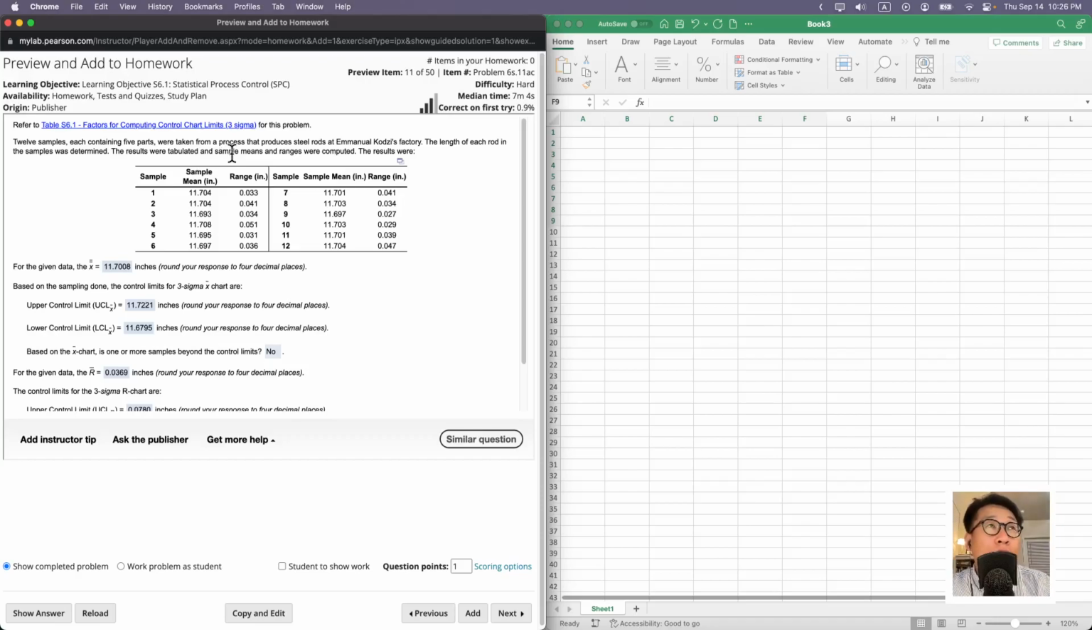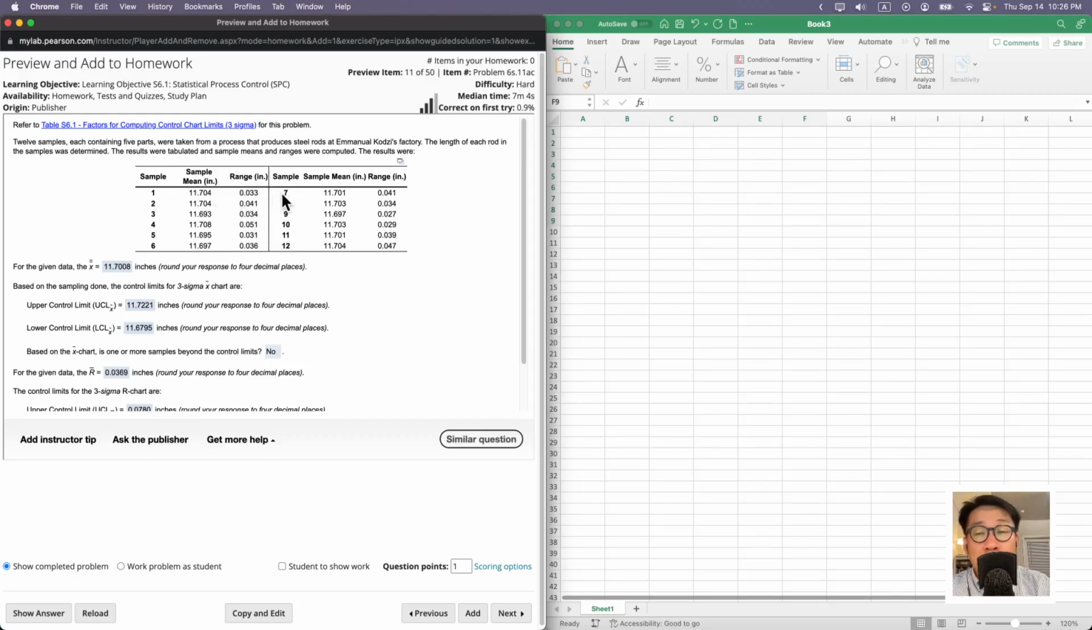Okay, samples are taken from a process that produces steel rods in a factory. The length of each rod in the sample was determined. The results were tabulated, and sample means and ranges were computed. So you look at the first column, this is sample ID, and the second column is sample mean.